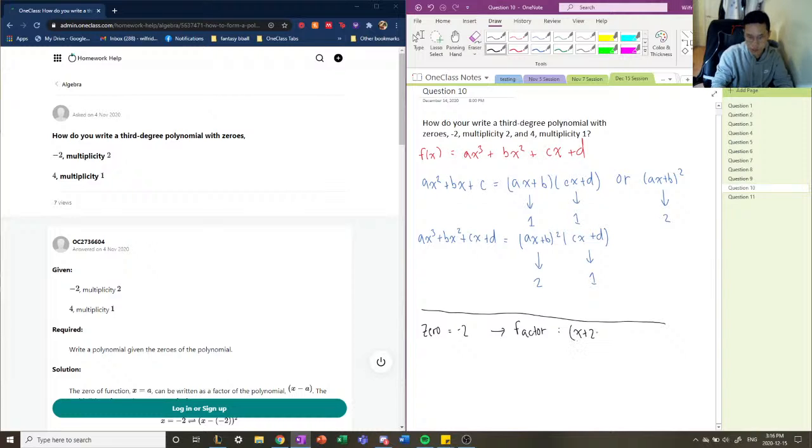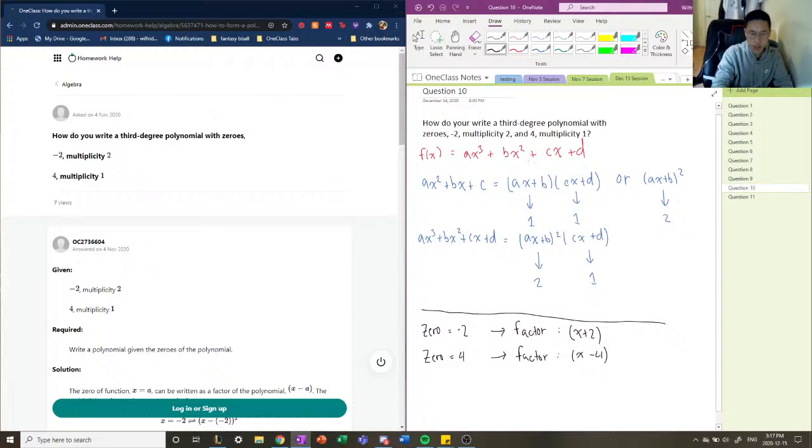So this is our first factor, x plus 2. All right, so if the zero is equal to 4, the factor will then equal x minus 4, right? Because when x equals 4, this factor equals 0, and that is equal to our zero, right?